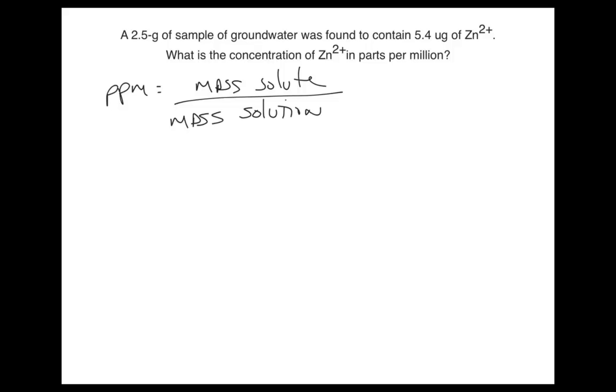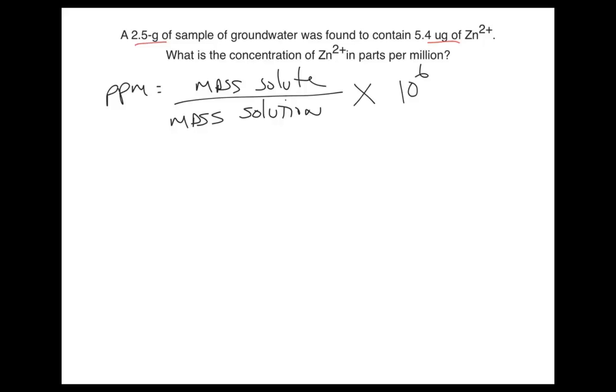As we remember, ppm is equal to the mass of the solute divided by the mass of the solution, multiplied times 10 to the power of 6. Now, because we're looking for ppm, we need to find the mass of the solute and the mass of the solution, and we have both of them. But the only thing is that we have the units of gram for the sample of the solution and of microgram for the sample of the solute.